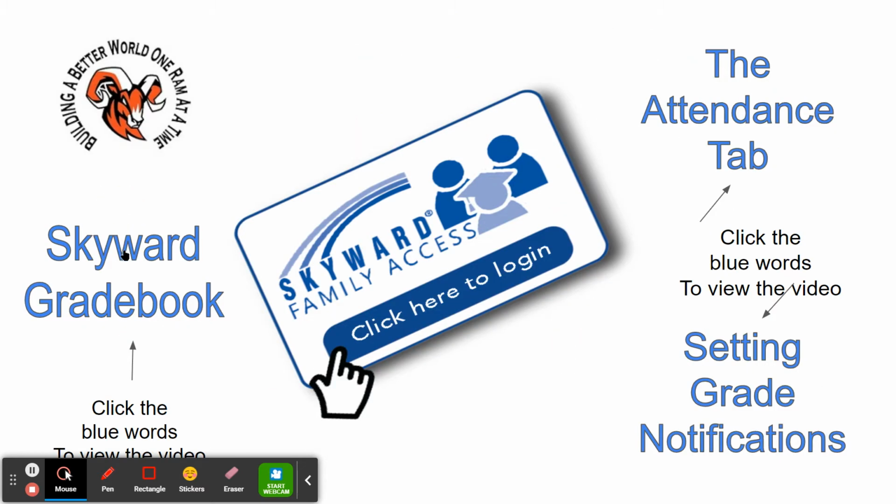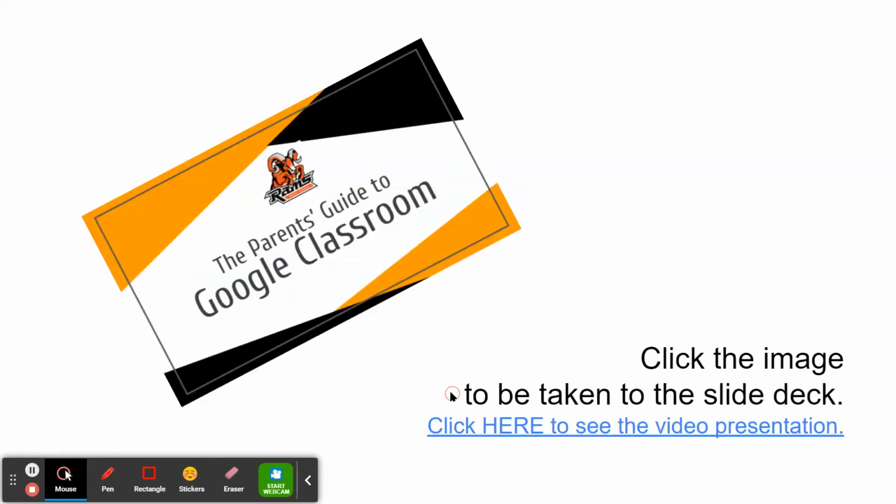Each of these blue sections here are videos. They're short videos that talk to you about cool tools inside Skyward Family Access, where, for example, you can keep track of student attendance. You can set a grade notification so that if a grade gets posted that is below, say, 80, then it will send you a notification. And you can also keep track of your students' grades via the student grade book. Each one of these links goes to a video that shows you how to do that.